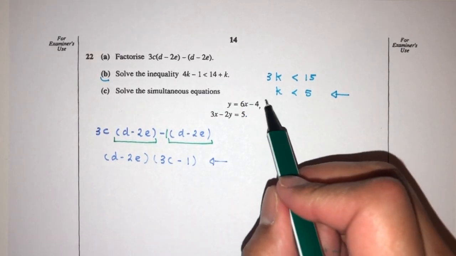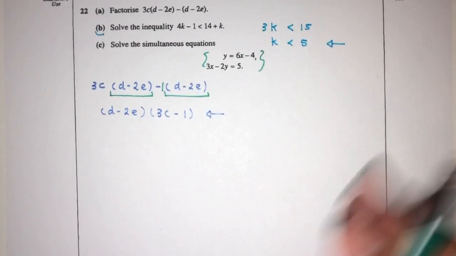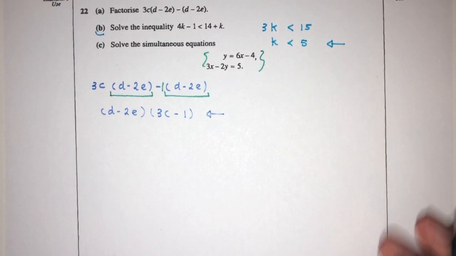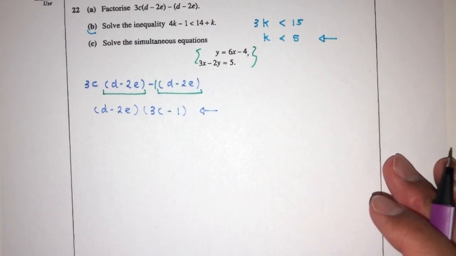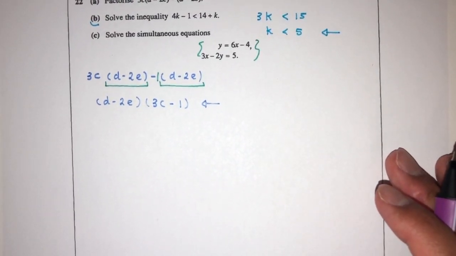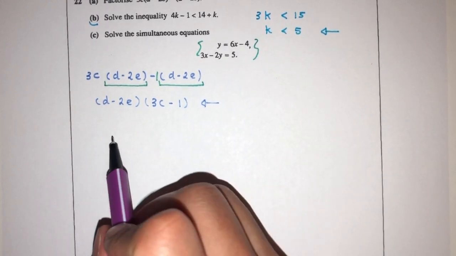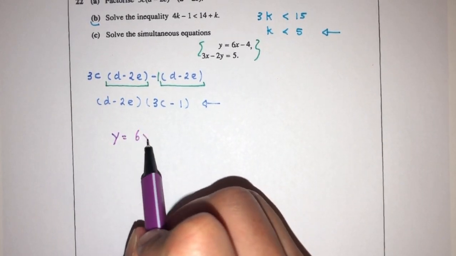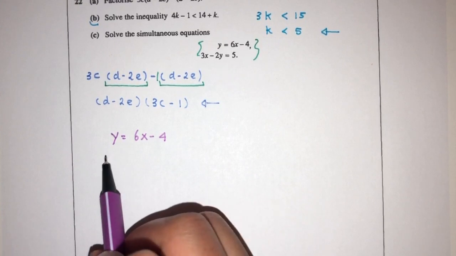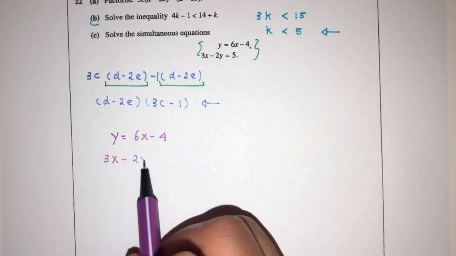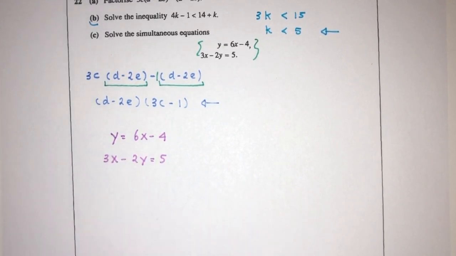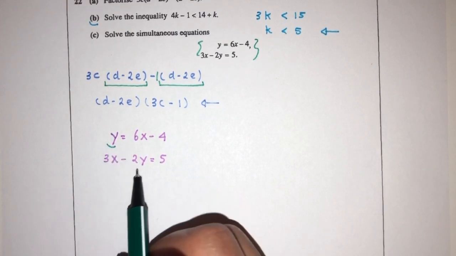So here we have to solve the simultaneous equation. So we have two ways of solving those equations. One way is by using substitution, and one way is by using elimination. So let me rewrite this down. We have y equal to 6x minus 4, 3x minus 2y equal to 5. So here we have y already.